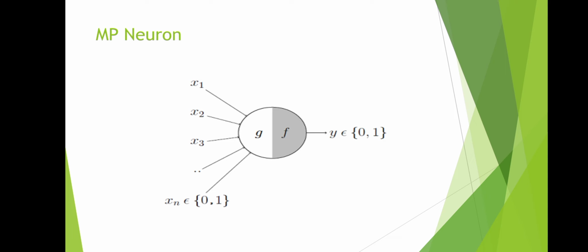The weighted sum is also either an excitatory weight or an inhibitory weight. Excitatory weight means it has a positive value, and inhibitory weight means it has a negative value.